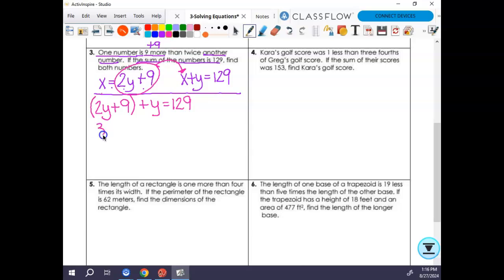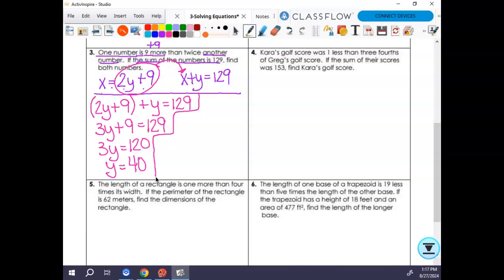2y plus y is 3y plus 9 equals 129. We subtract 9 from both sides. 3y equals 120. So y equals what? 40. Good. And it said find both numbers. Okay? So now that I have this, I have to find the other one.